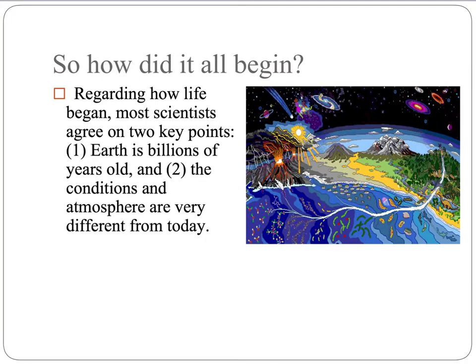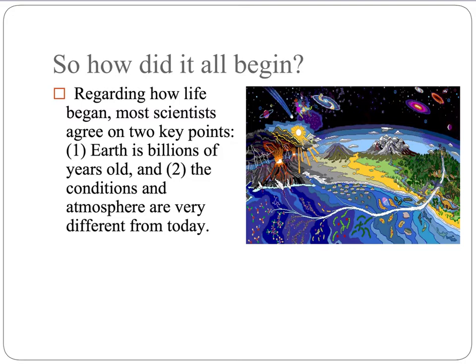So, how in the heck did we even get here? How did we begin? Well, scientists, they're all over the map. Of course, scientists can't really agree on very many things, but there are two things that scientists pretty much agree on. The first thing they agree on is that the Earth is billions of years old. No matter what kind of scientists they are, they agree that is a true fact. Next is that they agree that the conditions in the atmosphere today are very, very different from what they were before. So there's two things they agree on.